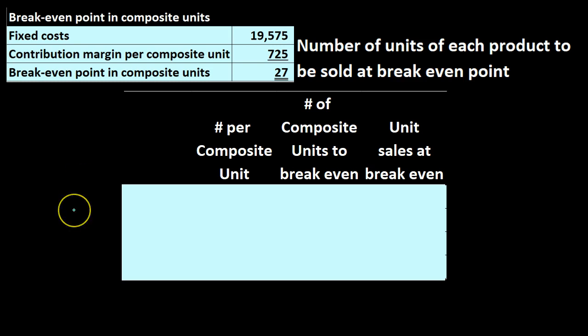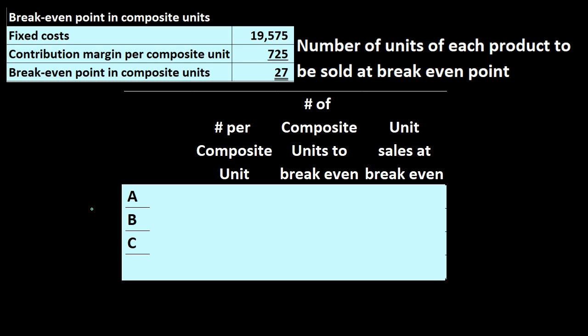So then we can think about the number of units of each product to be sold to get to that break-even point. In other words, how can we break these 27 composite units out into what actually will be sold in terms of units, in terms of A, B, and C sales units? So for that, we're going to take our ABC units.